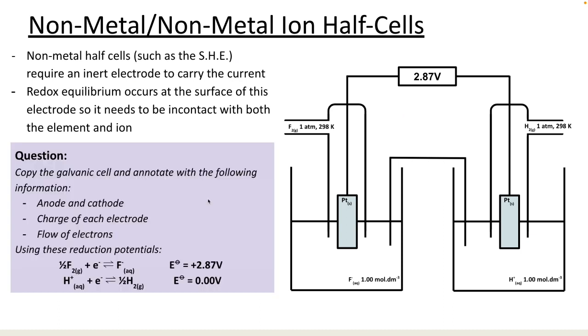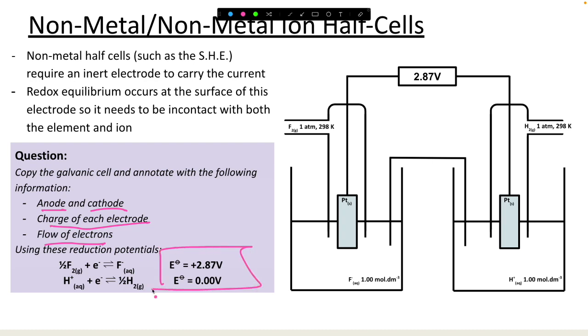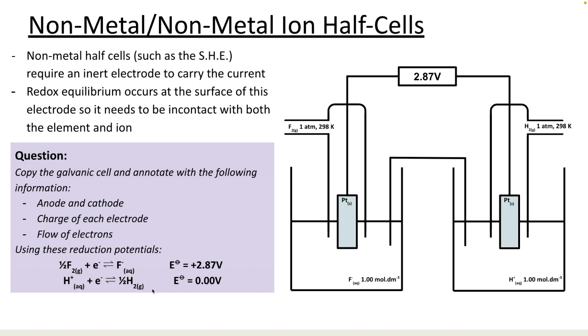All right, here we go. Here's a question if you want to pause and have a bit of a go. Copy our galvanic cell here, which is our non-metal ion half cell, and see if you can annotate with the following based on the reduction potentials I've given you. Which is the anode, which is the cathode? What does the charge of each electrode have? Show the flow of electrons using our reduction potentials down here, considering what we just said about the size of the reduction potential. And then let's have a talk about it right now.